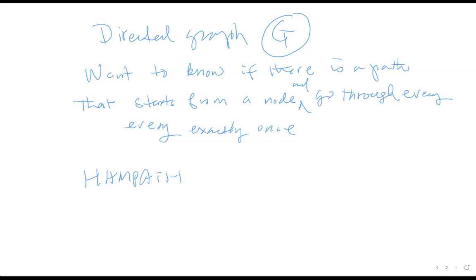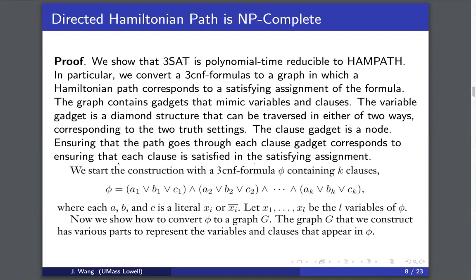Okay, so we have to give a lot of credit to Richard Karp because he was the first person who made this construction, which is rather involved. All right. Okay, look at the title: Directed Hamiltonian path is NP complete. So we are going to reduce 3SAT, so the direction here is that we're going to show 3SAT is polynomial time reducible to Ham path.